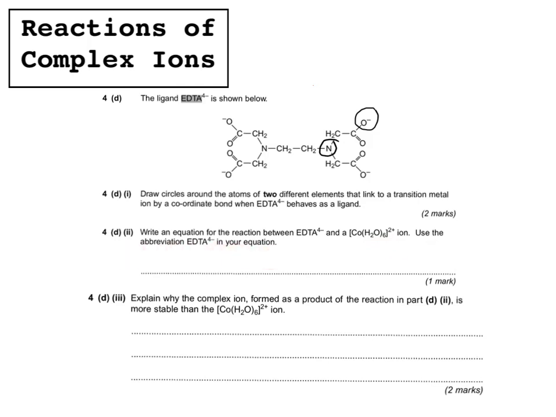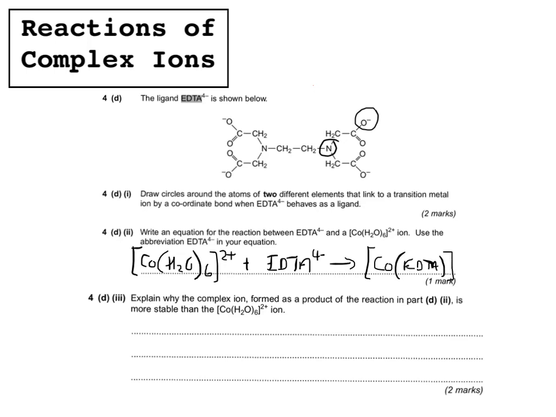So we have Co(H2O)6 2+ plus EDTA4-. Remember, it's a multidentate ligand, forms 6 bonds with the cobalt, so that is just going to knock out all 6 waters. And the overall charge on this is now going to be 2-, and you also have 6 water molecules.